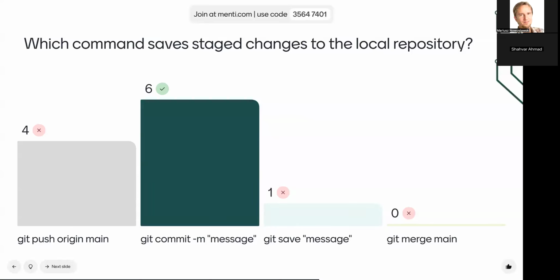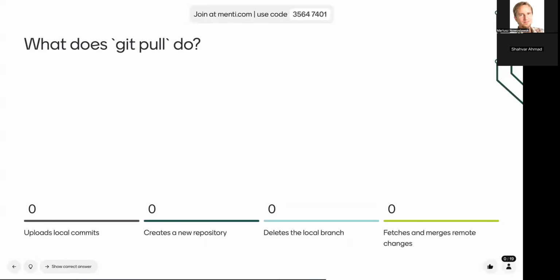So which command saves staged changes? It's the commit. Git commit pushes stuff from the stage zone into the actual Git repository.